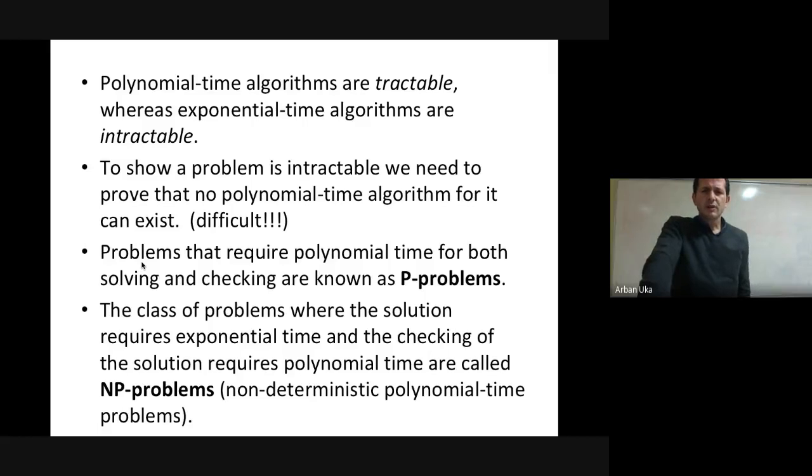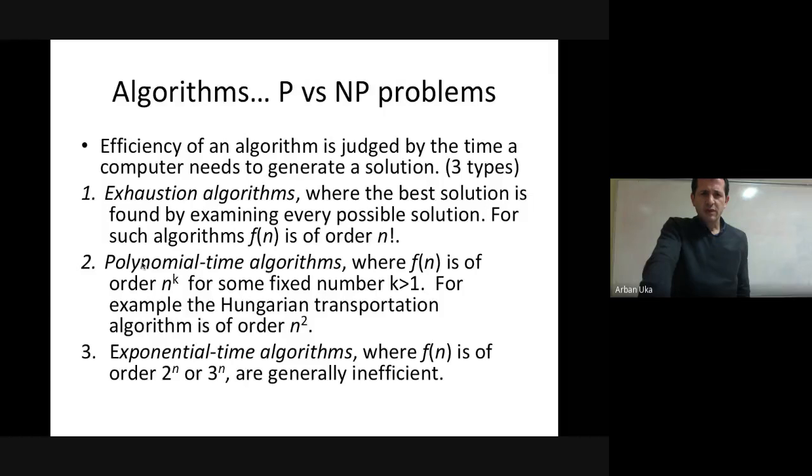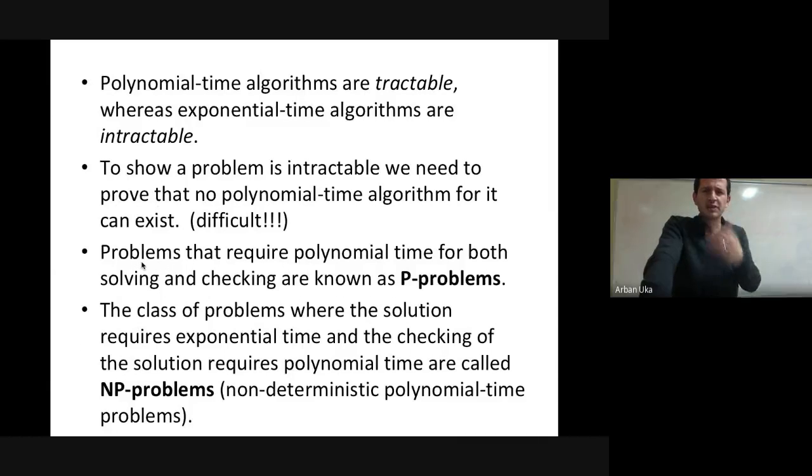The polynomial time algorithms, which is the second set of algorithms mentioned in this slide, are tractable, whereas the exponential time algorithms are intractable. To show a problem is intractable, we need to prove that no polynomial time algorithm for it can exist. Even this proof is difficult. Showing that a solution cannot be offered is hard to prove, because we have to exclude all the possibilities to solve it in polynomial time.